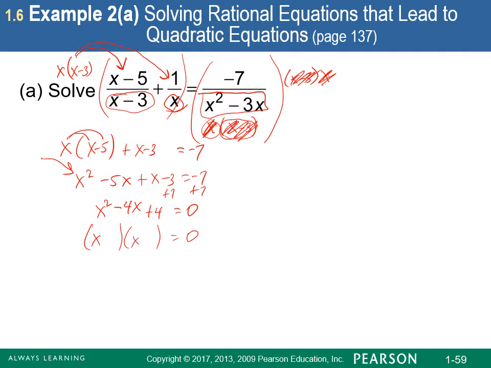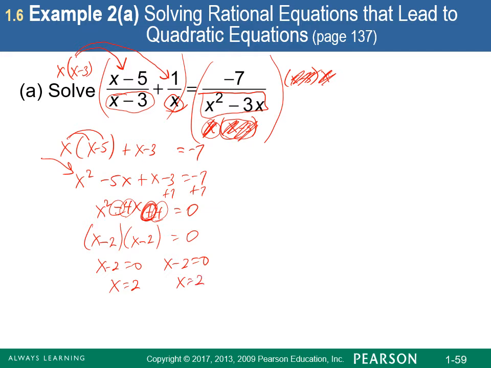Two things that multiply to give a 4 and add to give a 4 would be 2 and 2. Same sign, that being a minus. So x minus 2 equals 0 gives x equals 2.